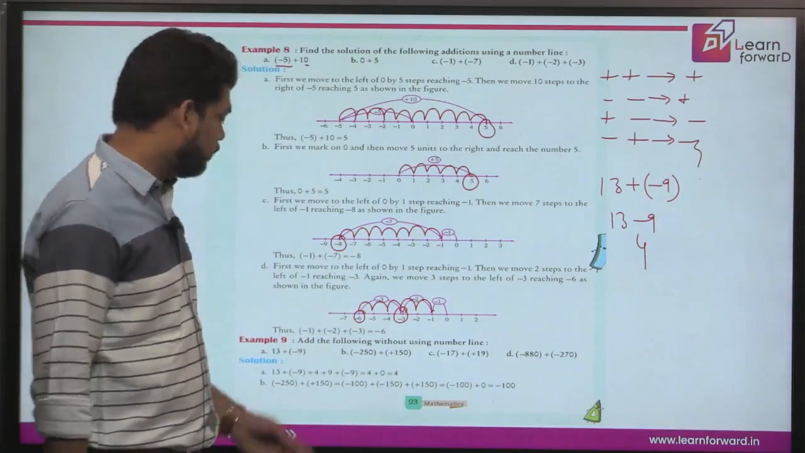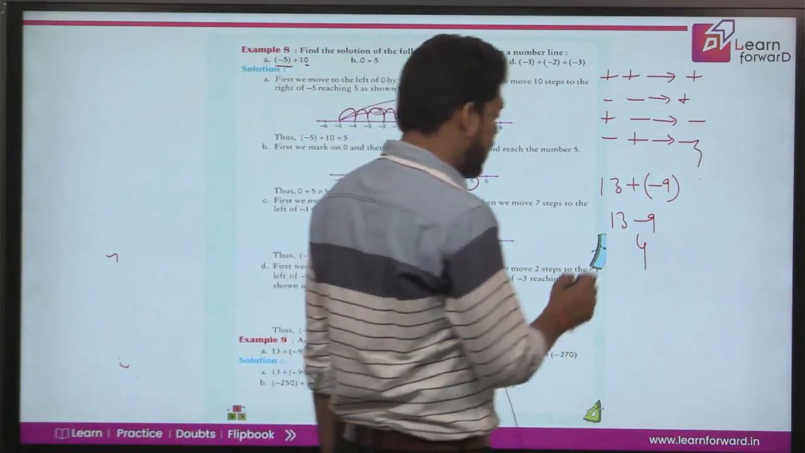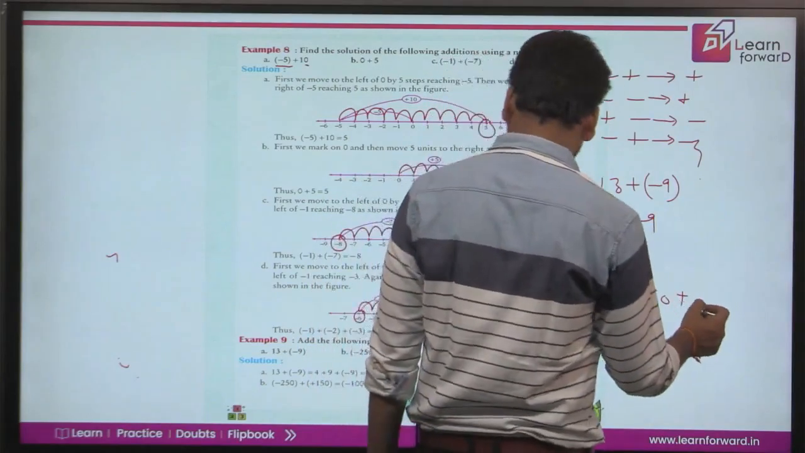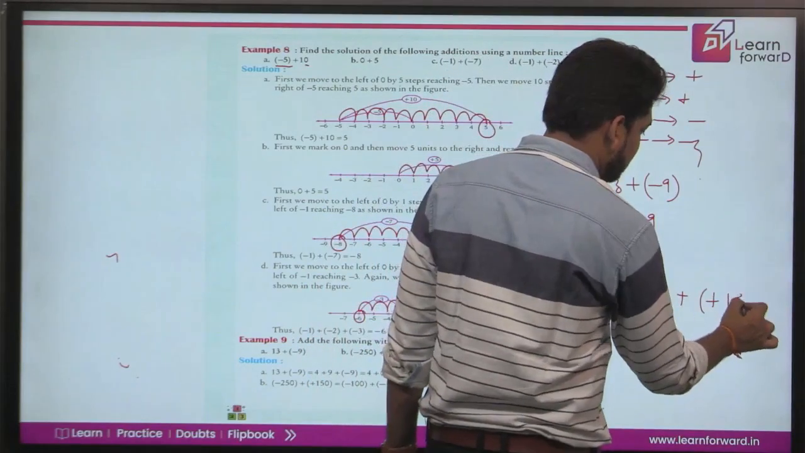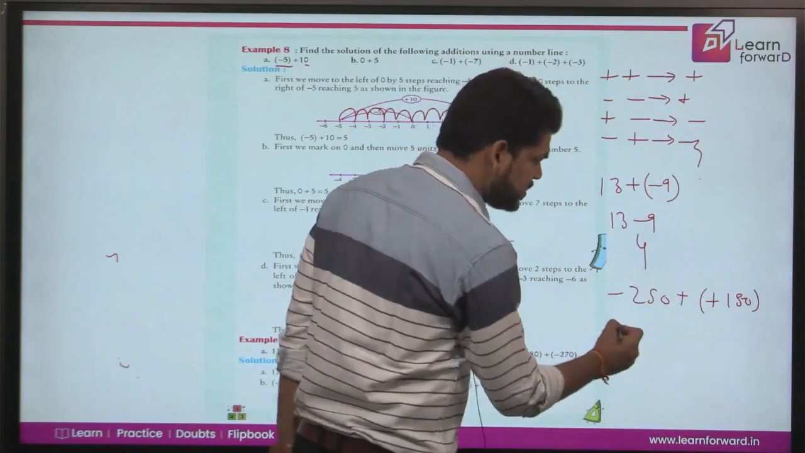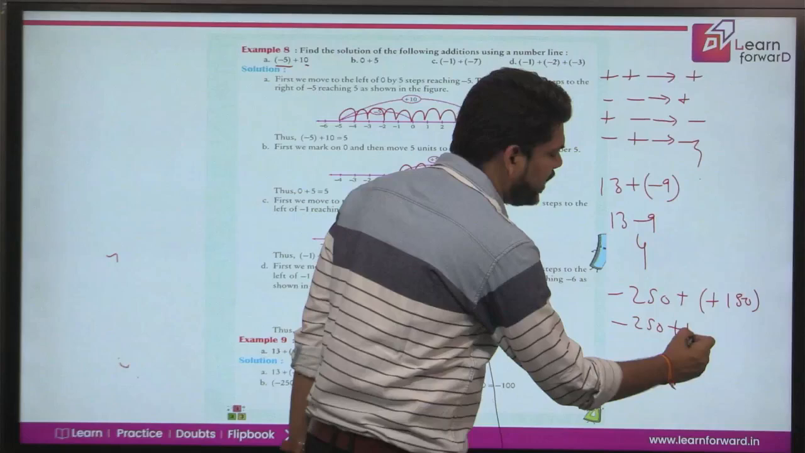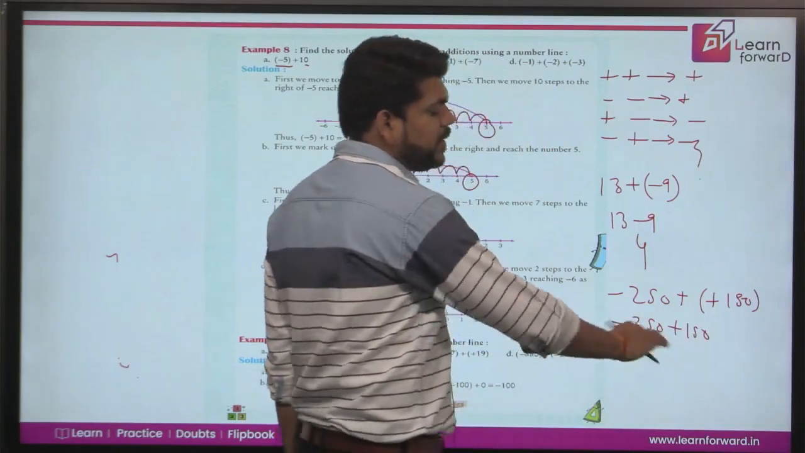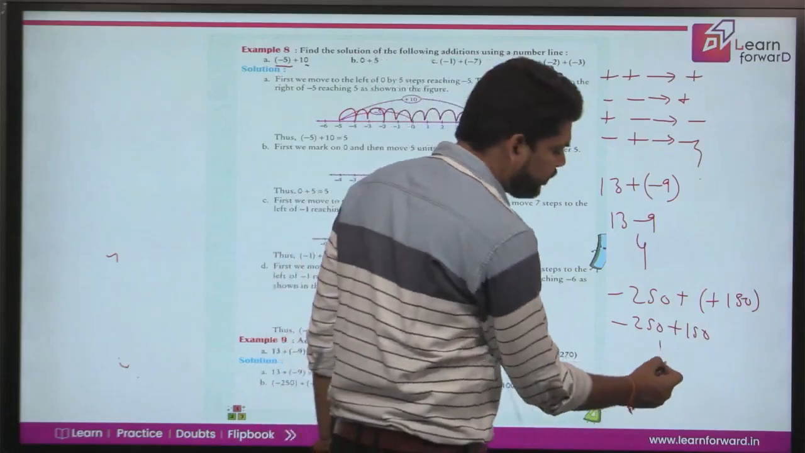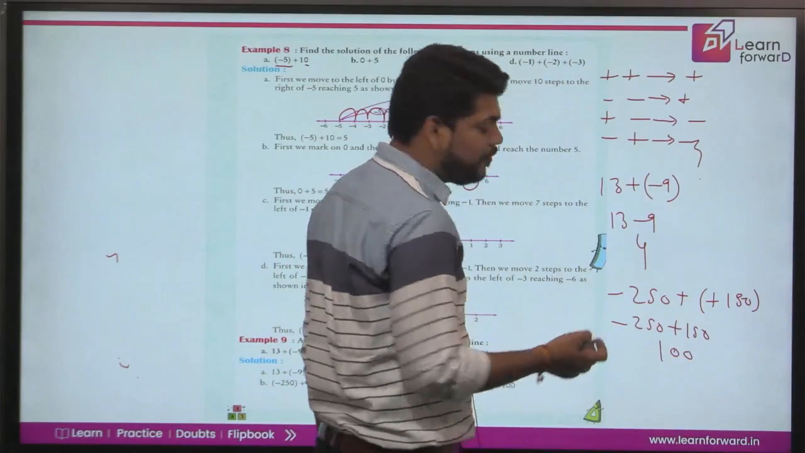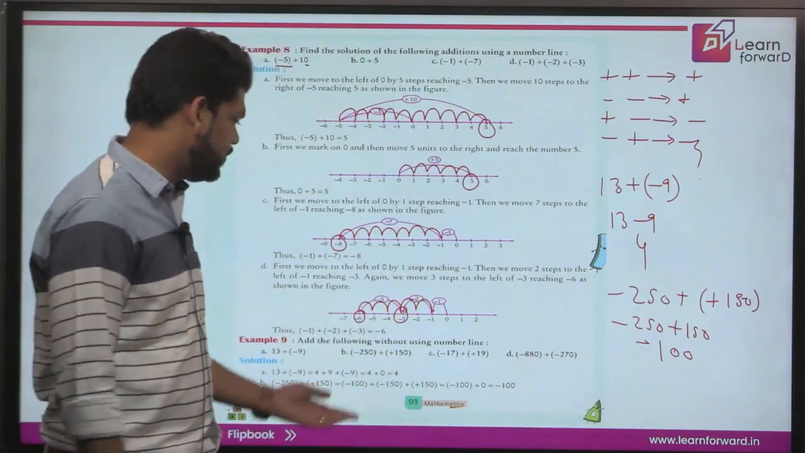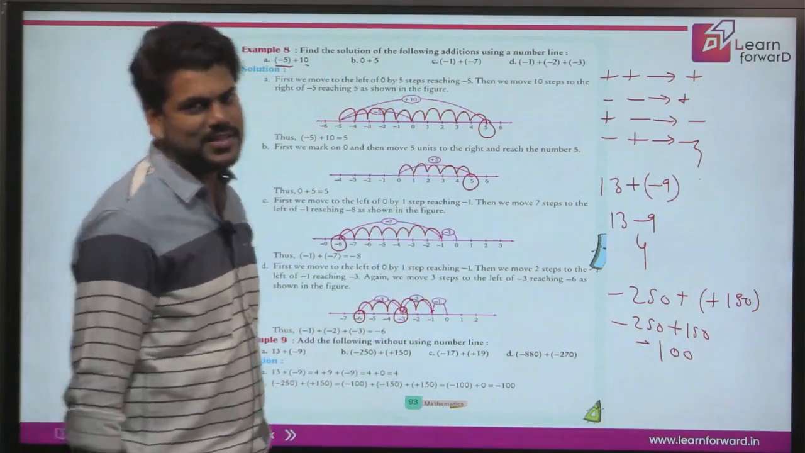Fine. Let us do one more question. Minus 250 plus 150. Same sign, plus plus plus. Minus 250 plus 150. Plus minus, minus 250 minus 150, 100. Sign of greater number. Since 250 is greater, the answer is minus 100. So this way you can solve your answers. Fine.